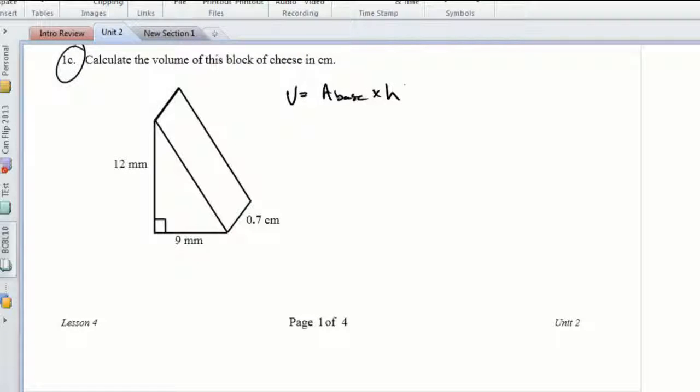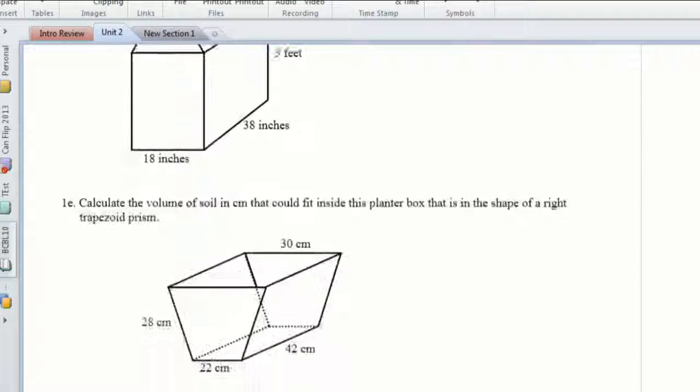Ava says it's 1E, not C. Did somebody else ask for 1C? No. All right, I'll just mosey on down to E then.